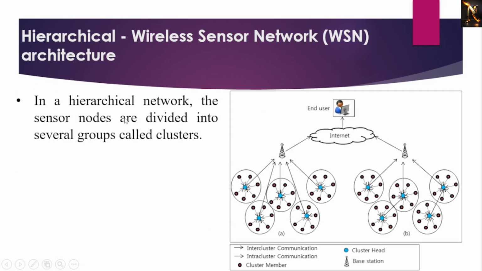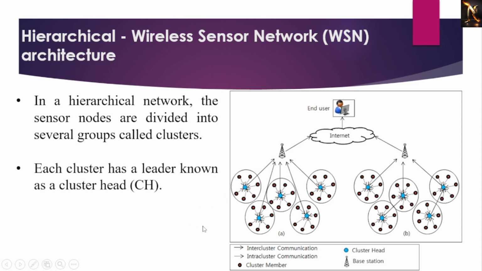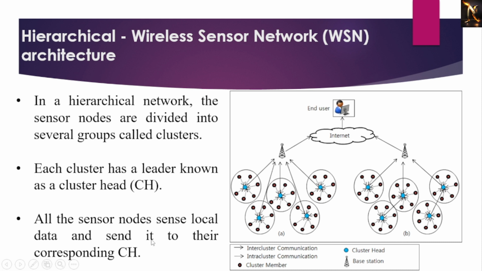In a hierarchical network, sensor nodes are organized into distinct groups referred to as clusters. Each cluster is headed by a leader known as a cluster head (CH). Within this structure, all sensor nodes are responsible for sensing local data and subsequently transmitting it to their respective cluster head.